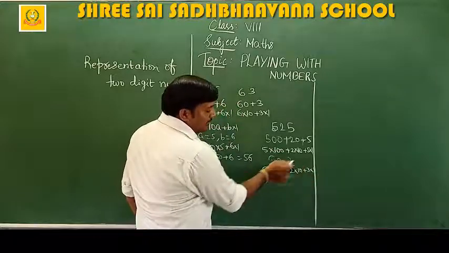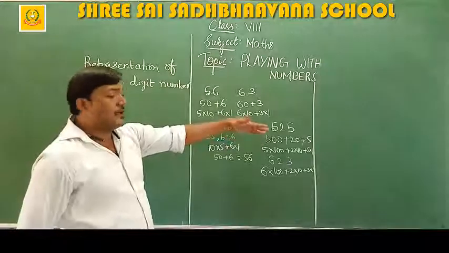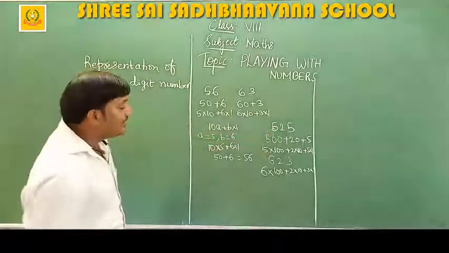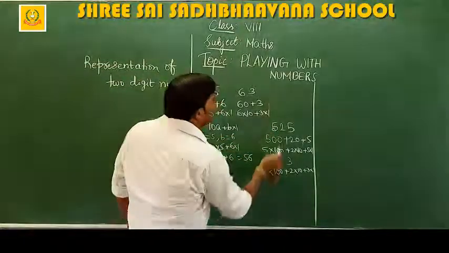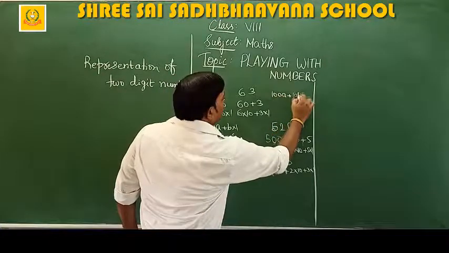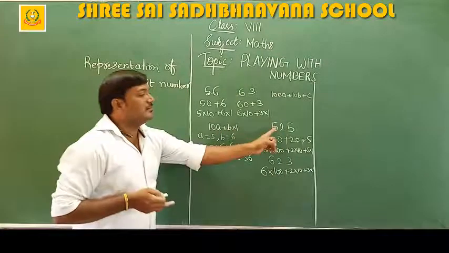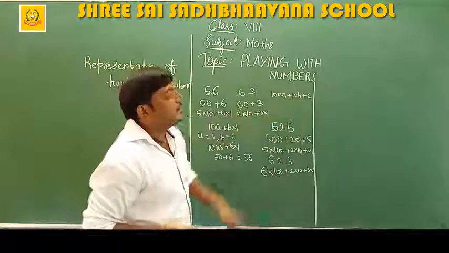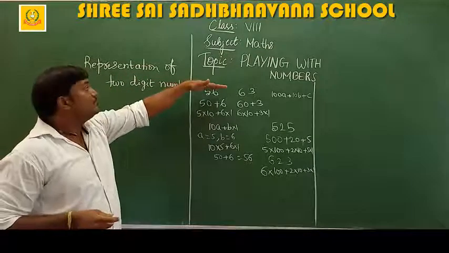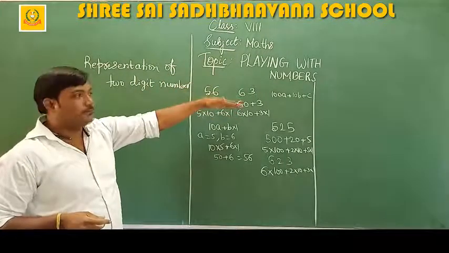See here, 100, 100, 10, 10, 1. So the value will not change. The place value will be the same, whereas the digits will change. In general, how do we represent this? Can I write this as 100a plus 10b plus c? Here a, b, c are the values of the digits, and 100, 10 and 1 are the place values. So this is how we represent the two-digit number and three-digit number in general form.